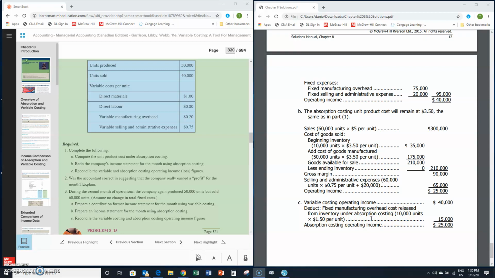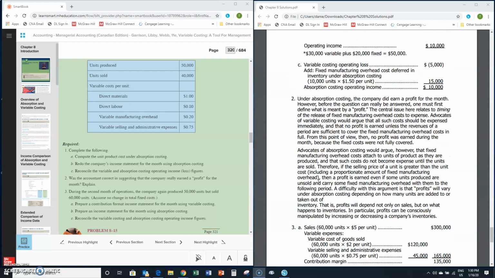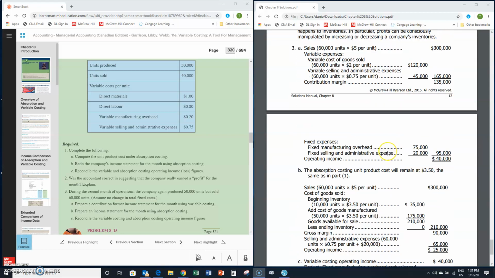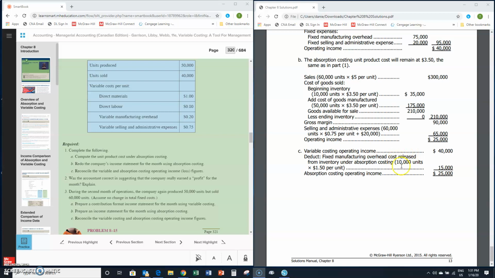So the amount of the change, there were 10,000, it went to 0. So 10,000 units were released, and the amount of fixed overhead in each one, we had already calculated back in part 1, there was $1.50 of overhead attached to each unit there. So it shrunk by 10,000 units. There was $1.50 of fixed overhead with each unit, so that means 15,000 gets subtracted, and that leaves us with an absorption costing operating income of 25,000.